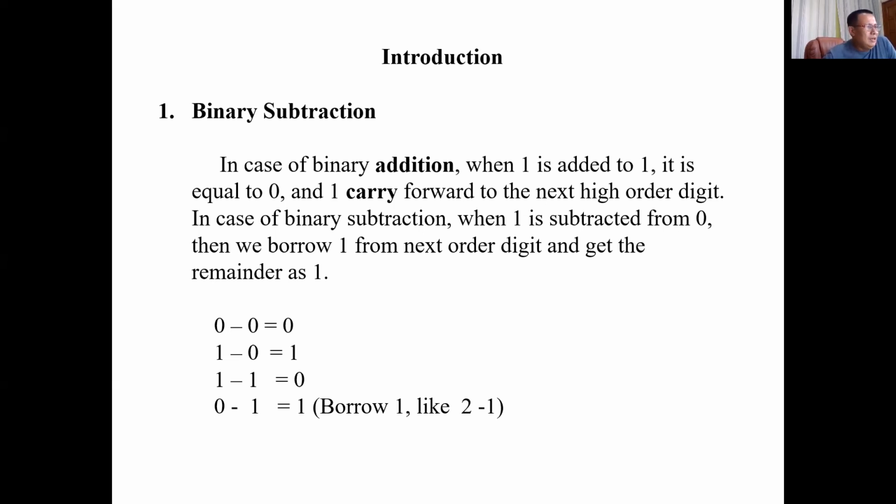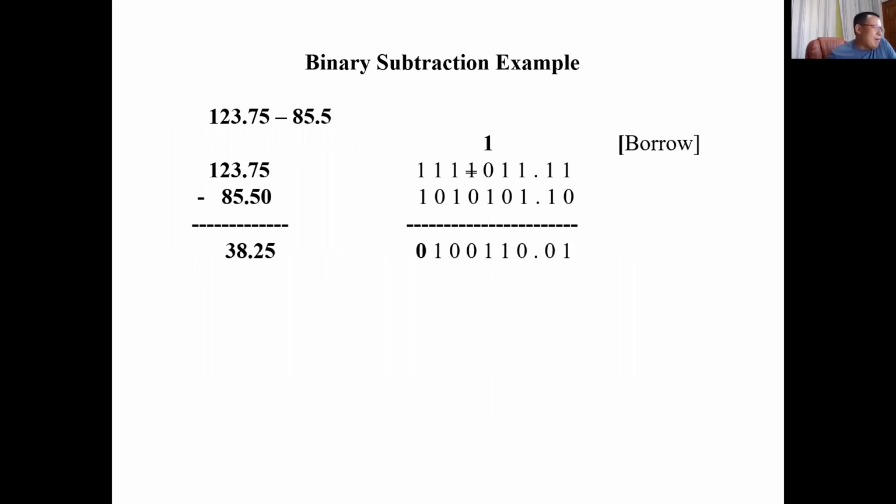Okay, so here's the process. 0 minus 0 is 0. 1 minus 0 is 1. 1 minus 1 is 0, right? 0 minus 1 equals 1, but we borrow 1 from the next place. Now, borrowing 1 from the next is like borrowing 2. In decimal, when you say borrow 1, you mean borrow 10, right? So here, when we say borrow 1, we mean borrow 2. We borrow 1 from the next order digit or the next place value and get the remainder as 1. So 0 minus 1 is 1 with a borrow. Any questions so far?